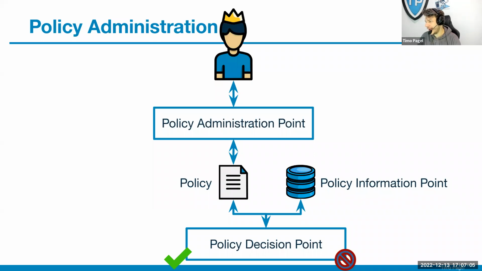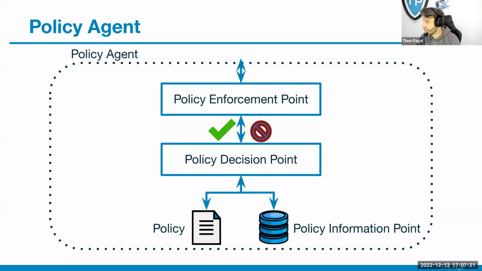In addition, you might need a policy administration point for the person who is administering the policies, or maybe there are multiple people. And you could say policy agent to the combination of policy enforcement point, policy decision point, policy, and policy information point. And that is also what the Open Policy Agent, OPA for short, is about.